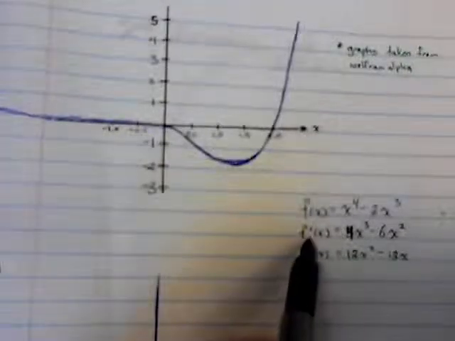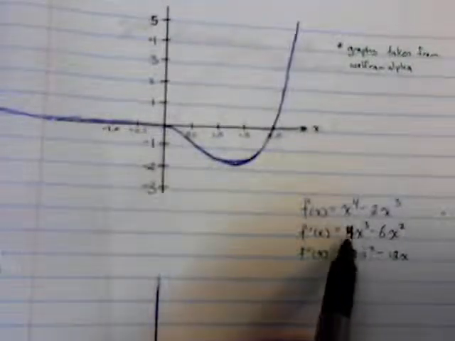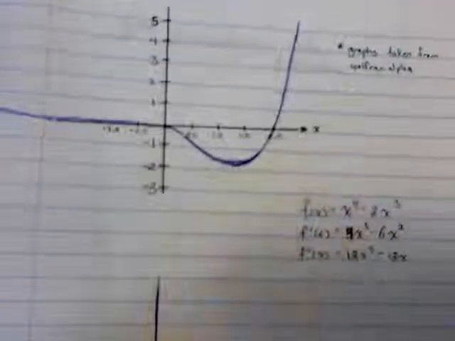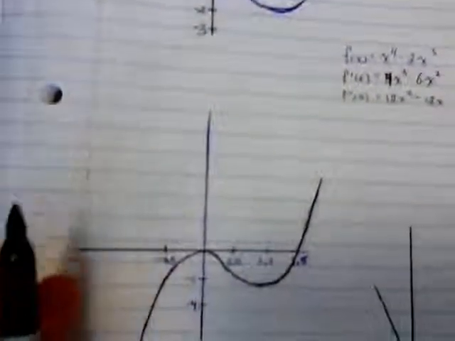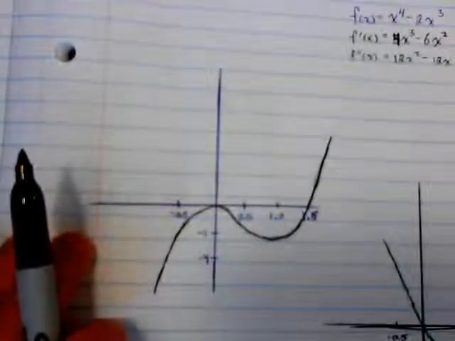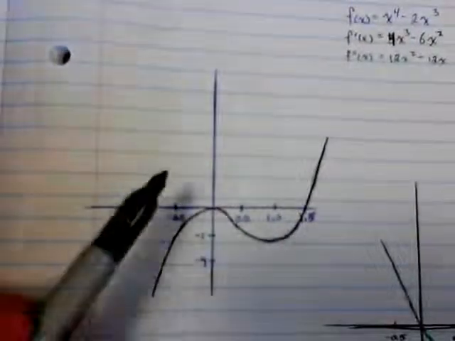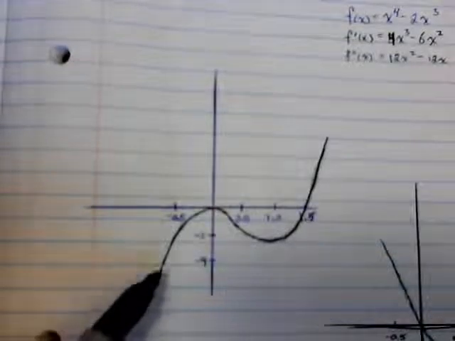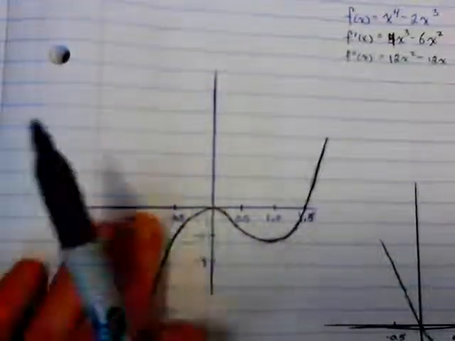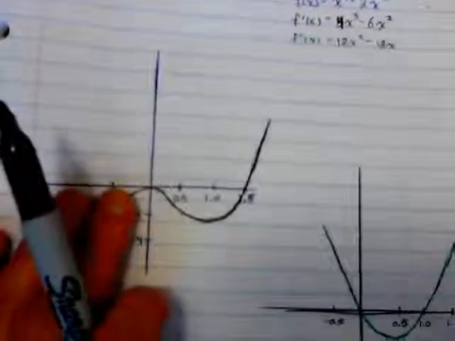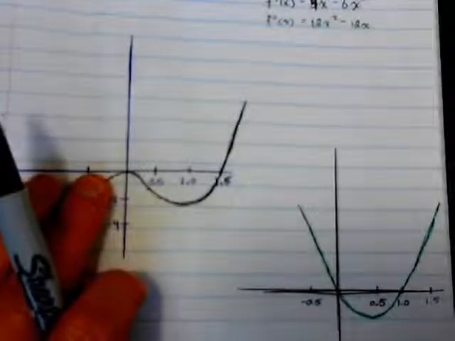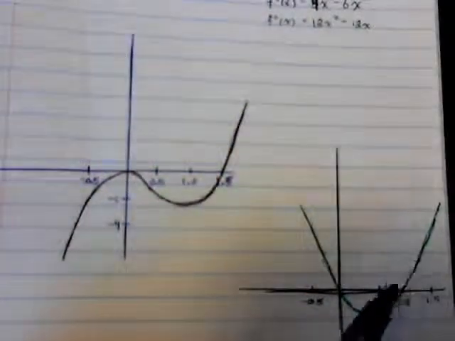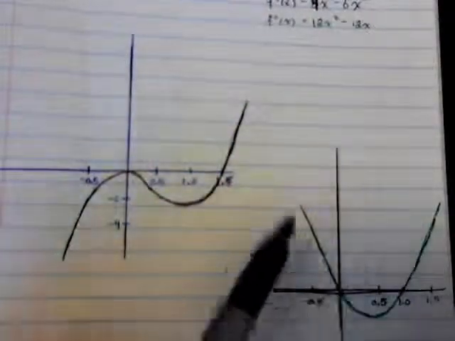So you see f prime of x equals 4x cubed minus 6x squared. And so I've graphed that one down here. So this is the first derivative of x. So that's what it looks like. And then I went ahead and graphed the second derivative of x. So you've got f double prime of x equals 12x squared minus 12x, and that gives us this parabola right here.